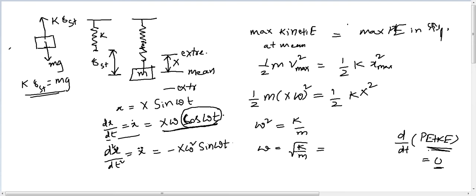This can also be written as the square root of g by delta static. If you use this equation, k by m can also be written as g by delta static.